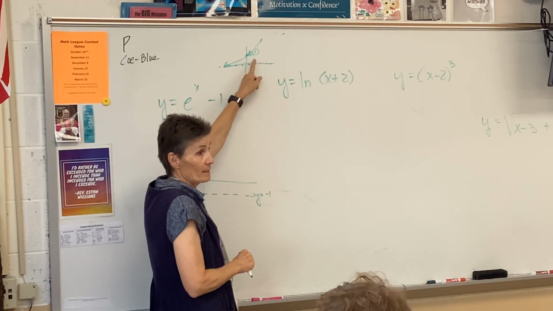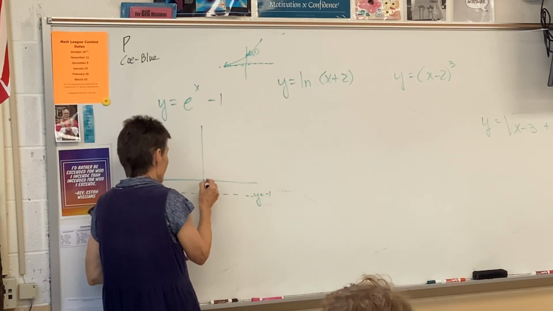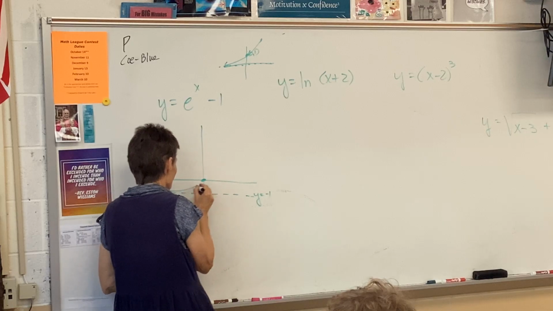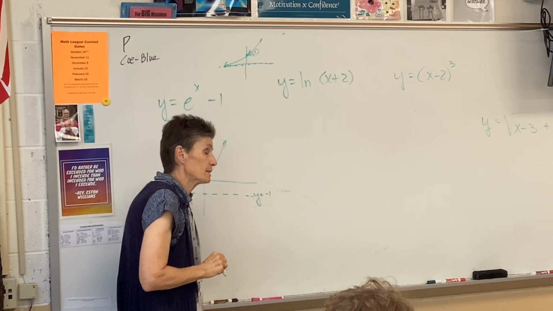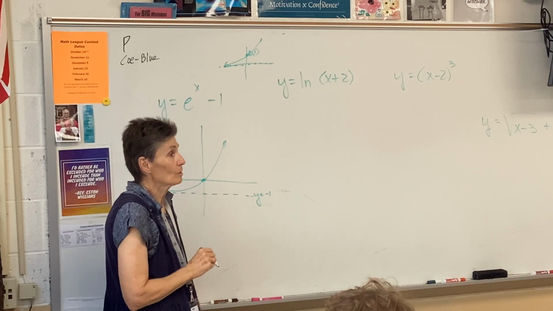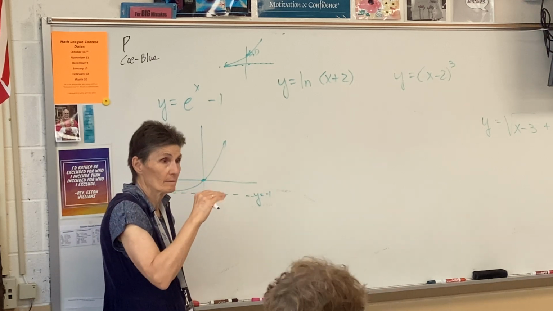Where's the dot going to be? It was at 0, 1. Where's it going to be? Zero. At origin. And there you go. Do not let the picture get you all confused. Just move everything down 1.